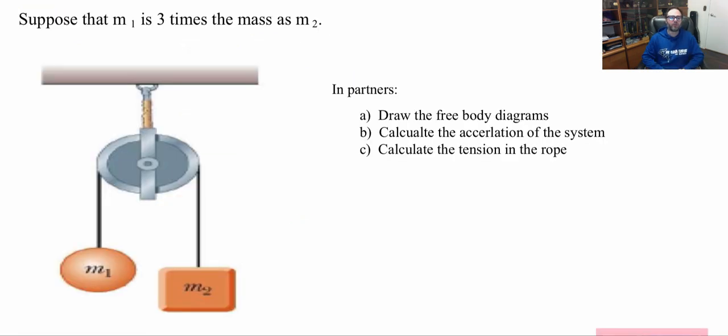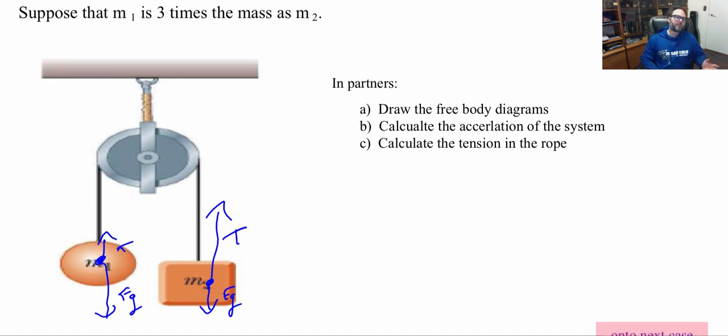In our second Atwood machine example, we are not given the masses here, but we are given that mass 1 is 3 times that of mass 2. So to help us out here, first we're going to draw a free body diagram. Since mass 1 is more, I know my force of gravity is going to be bigger than my tension. For mass 2, I know my tension is actually going to be bigger than my force of gravity. For both of these, just like the last one, I know my tensions should be equal.